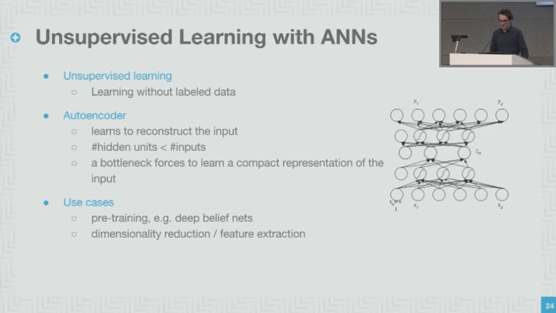So how can we use it? We can use it for pre-training if you don't have enough labeled data, but if you have some, we can pre-train it with unlabeled data first, and then train for our labels, as in deep belief networks. And we can also use it for dimensionality reduction or feature extraction, as the network learns to represent the input in a smaller feature space.